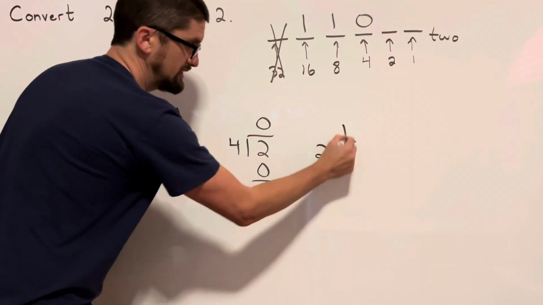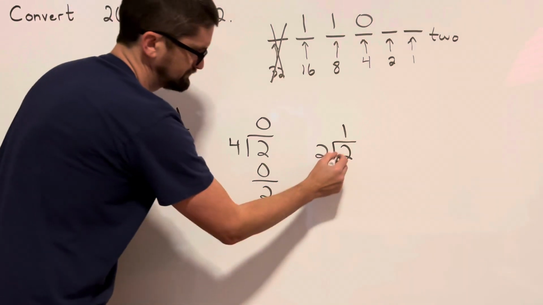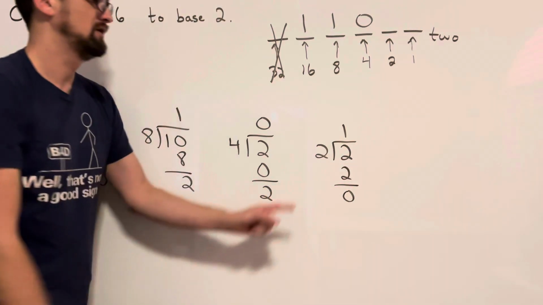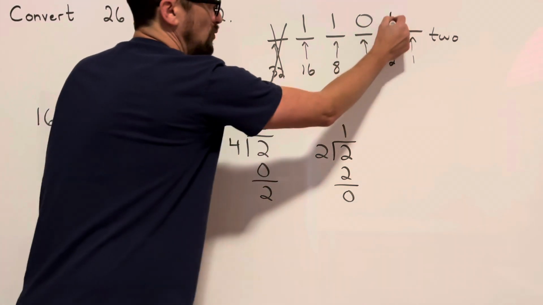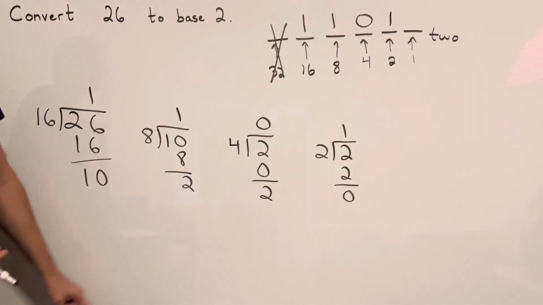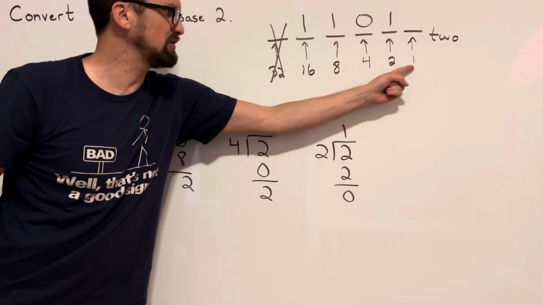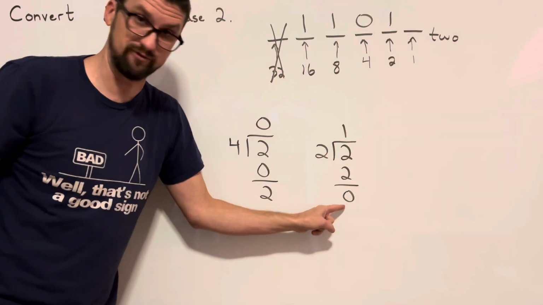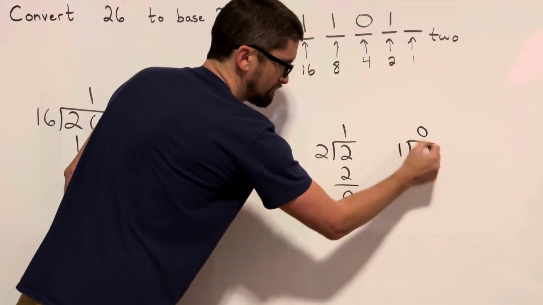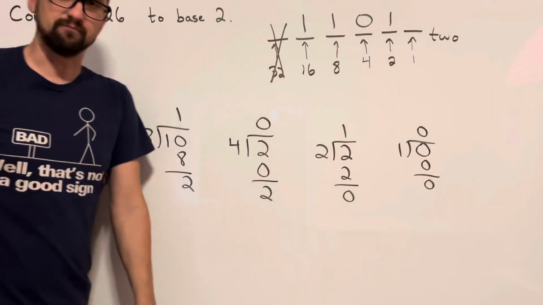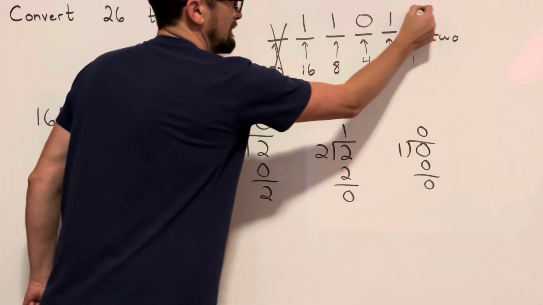How many groups of 2 are in it? There's 1 group of 2 in 2. Multiply and subtract. So there's 1 group of 2 in this 2, so I'm going to have a 1 right there. And then you got to fill in this last spot. How many 1s do you have left over? Well, we don't have anything left over here. If you take 0 and divide by 1, there's nothing. So 0 is going to go in that spot.